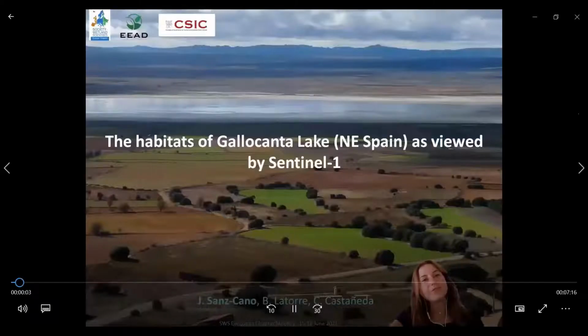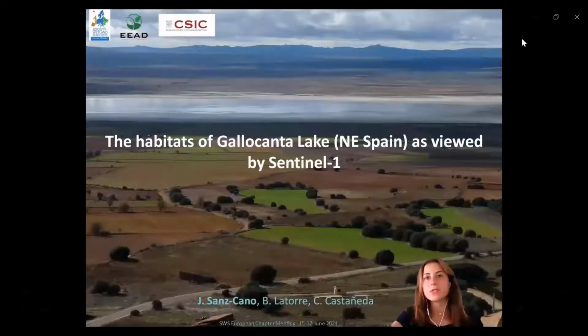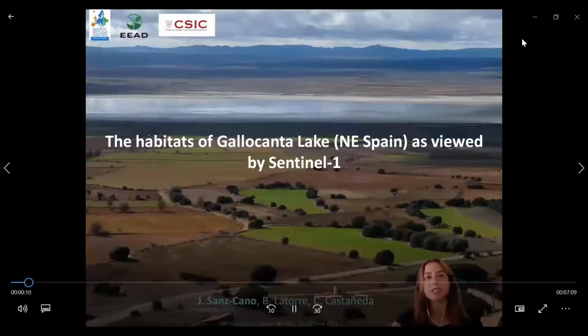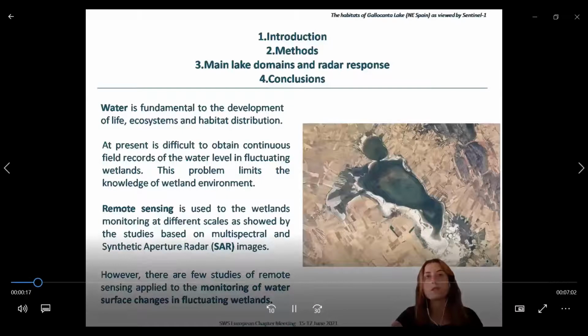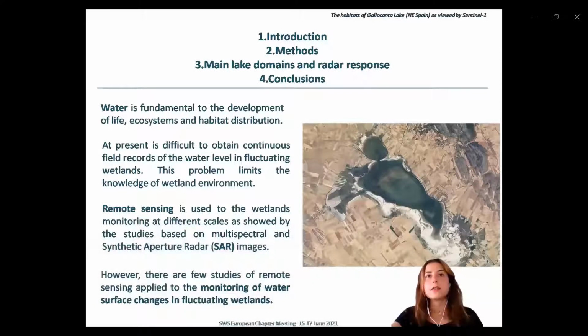Okay. Thanks for the opportunity to participate in this meeting. My name is Judith Sanz, and I'm here to introduce the habitats of Gallocanta Lake, northeast Spain, as viewed by Sentinel-1. The following presentation is structured in 4 parts: 1. Introduction, 2. Methods, 3. Lake domains and radar response, and finally 4. Conclusion. As water is fundamental to the development of life, ecosystems, and habitat distribution.